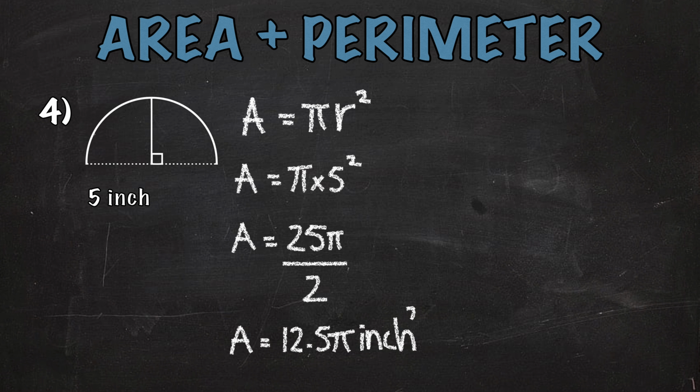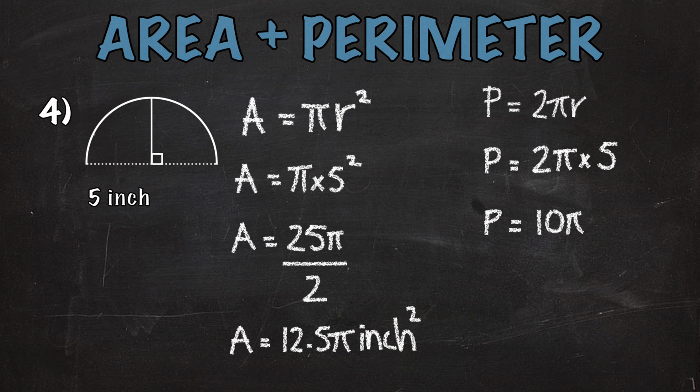In order to work out the perimeter, we're going to use the same formula. So 2 times pi times the radius, and we're going to substitute our numbers in. So 2 times pi times the radius, which is 5 inches, will give us 10 pi. Now we need to halve this in order to get half of the semicircle, i.e. the outside of the rim.